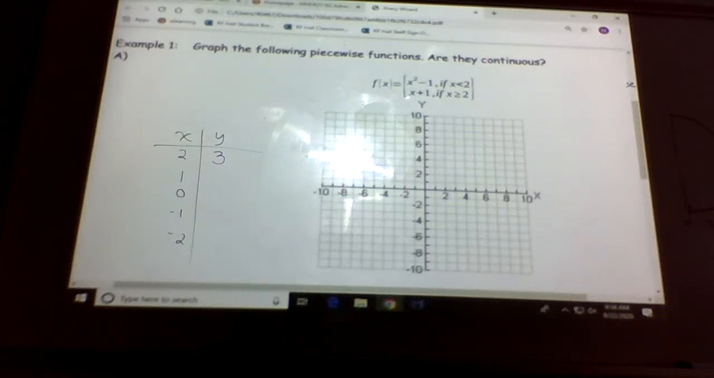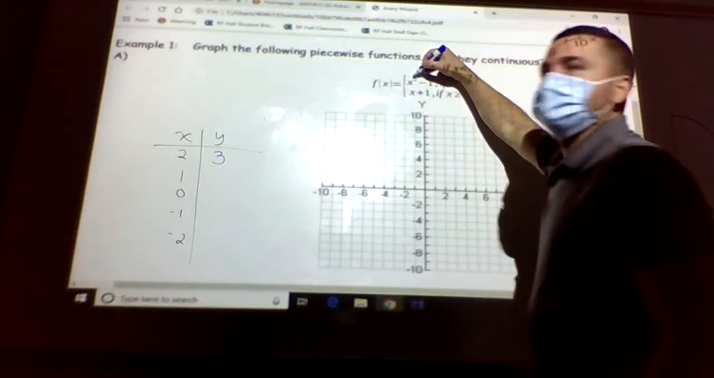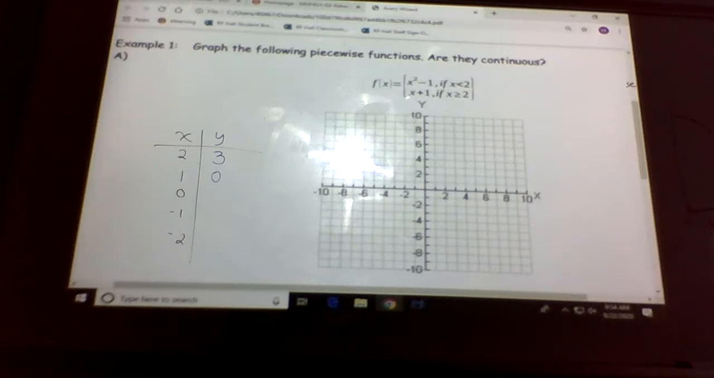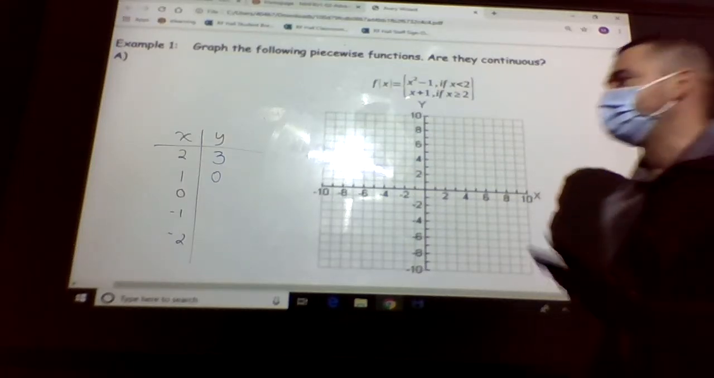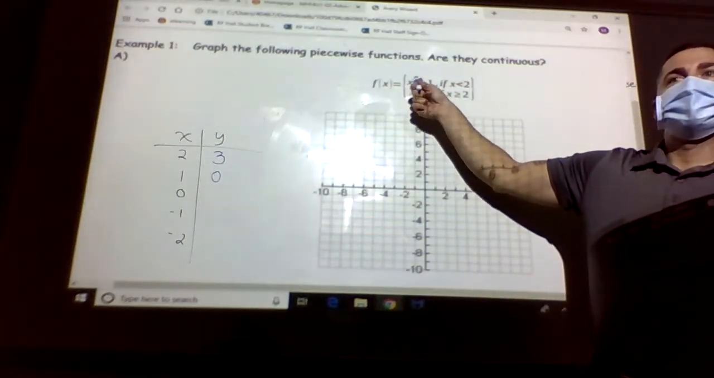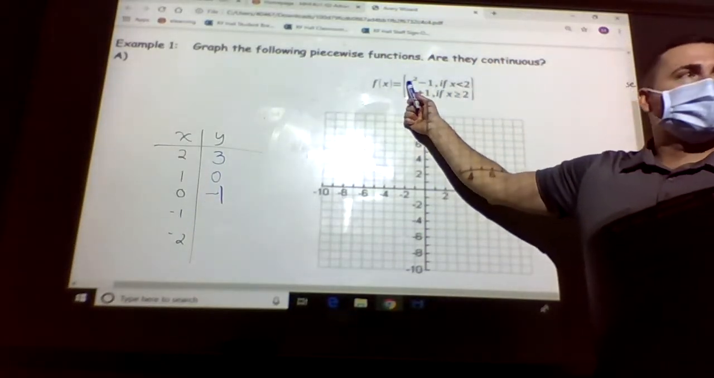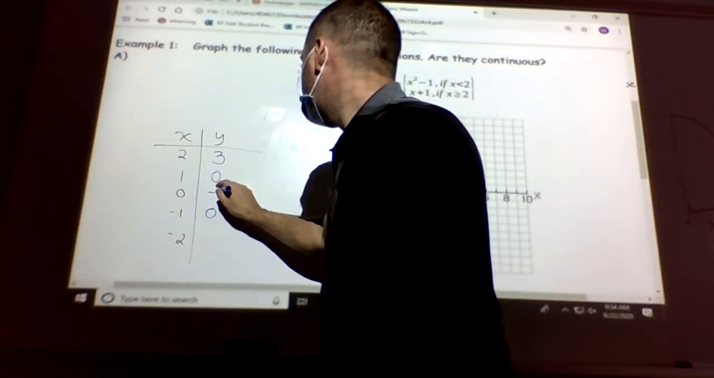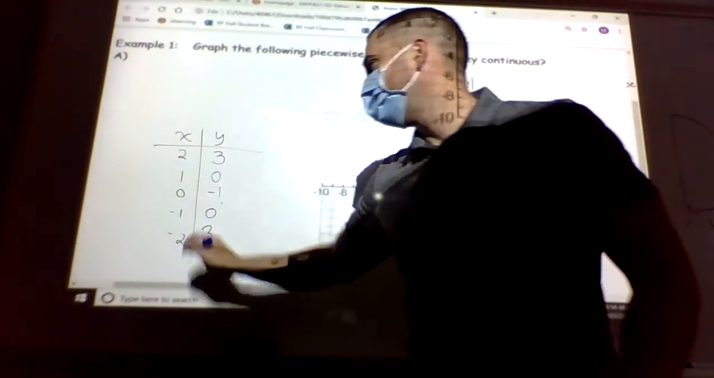Okay, just plug values in. If I get 1, I plug 1 in, 1 squared is 1, minus 1 is 0. You can plug values in, or you can use the shortcut. I should have done that. Should have done the shortcut and then just erase. I'll do that after. 0, plug in. 0 squared is 0, minus 1 is minus 1. Plug in negative 1. Negative 1 squared is 1, minus 1 is 0. And lastly, negative 2 squared is positive 4, minus 1 is 3.